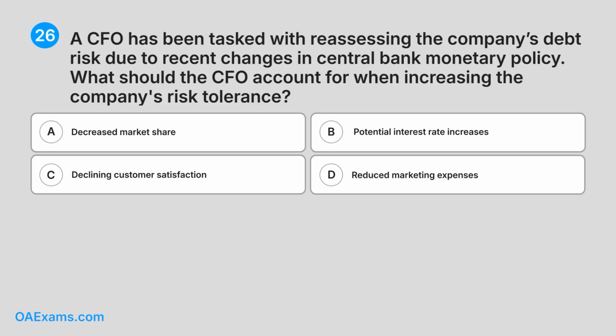26. A CFO has been tasked with reassessing the company's debt risk due to recent changes in central bank monetary policy. What should the CFO account for when increasing the company's risk tolerance? A. Decreased market share. B. Potential interest rate increases. C. Declining customer satisfaction. D. Reduced marketing expenses. What do you think is the answer?